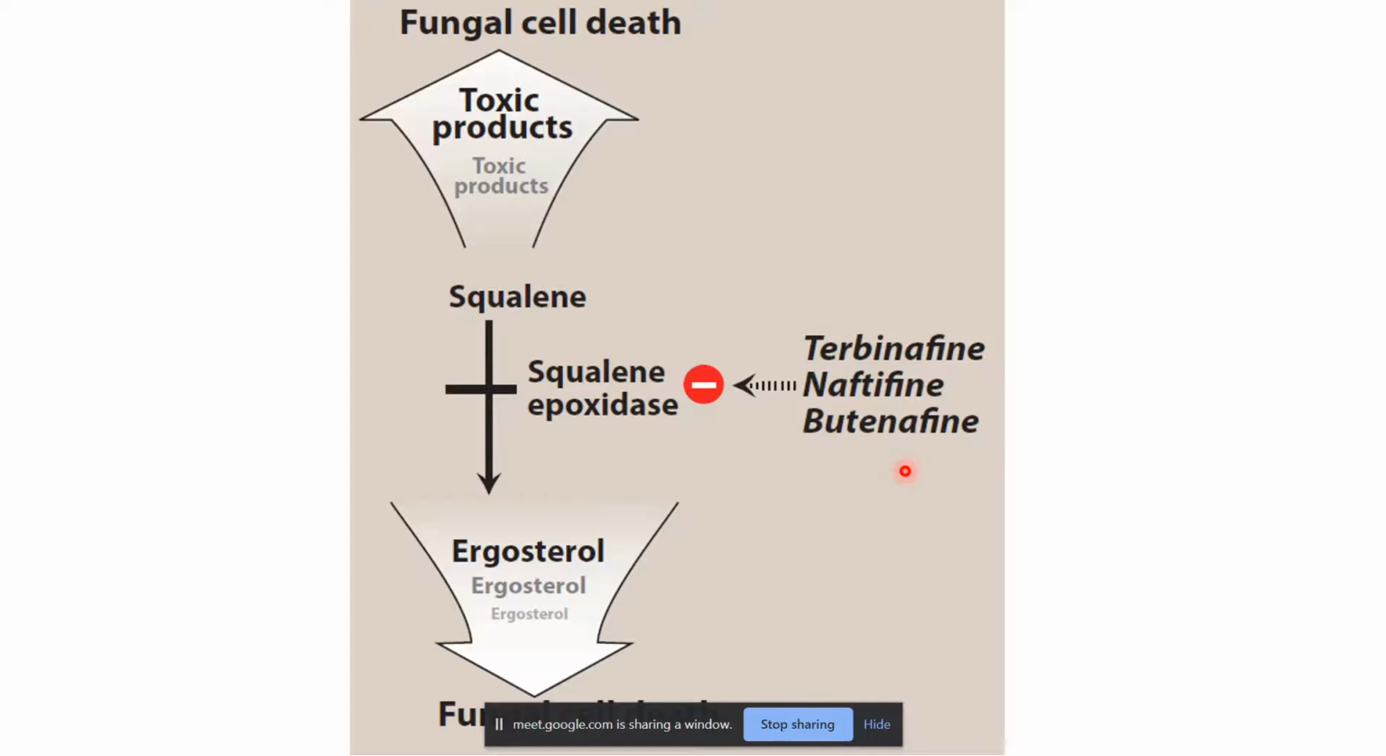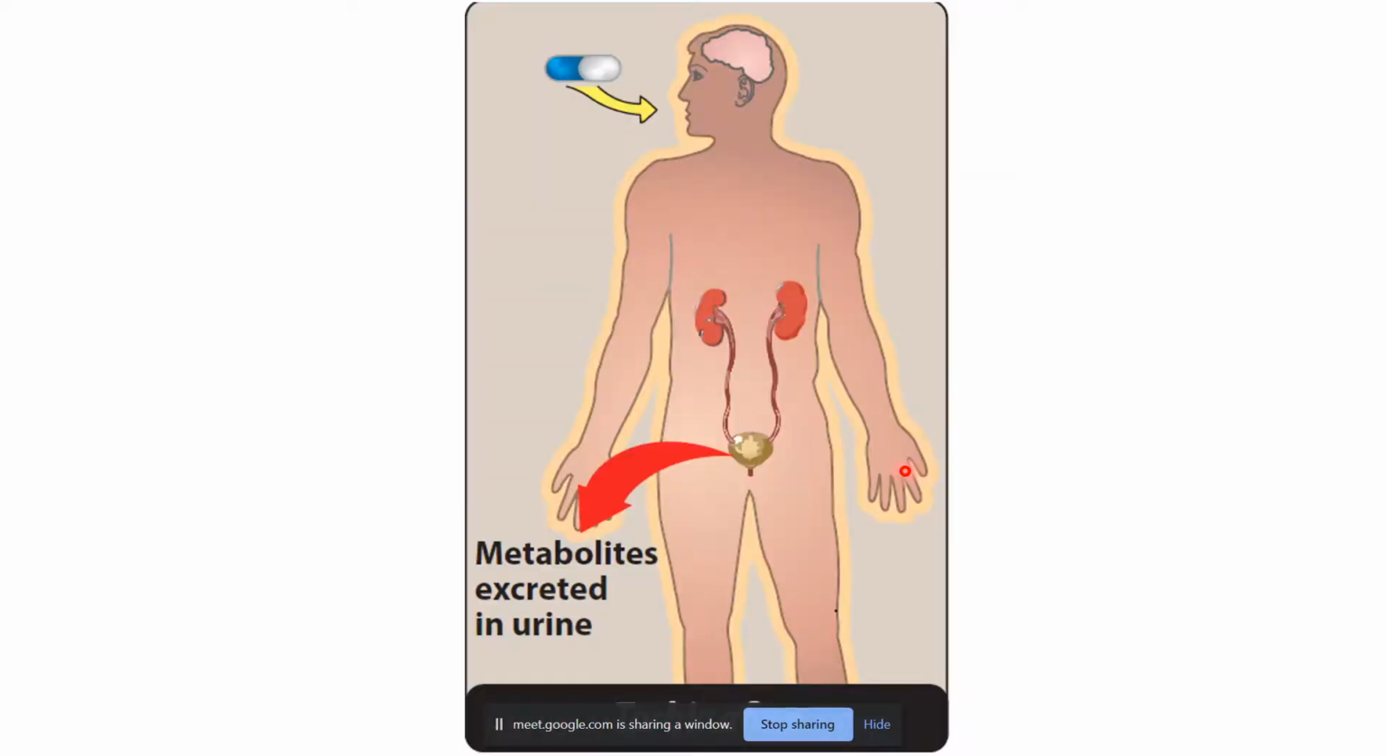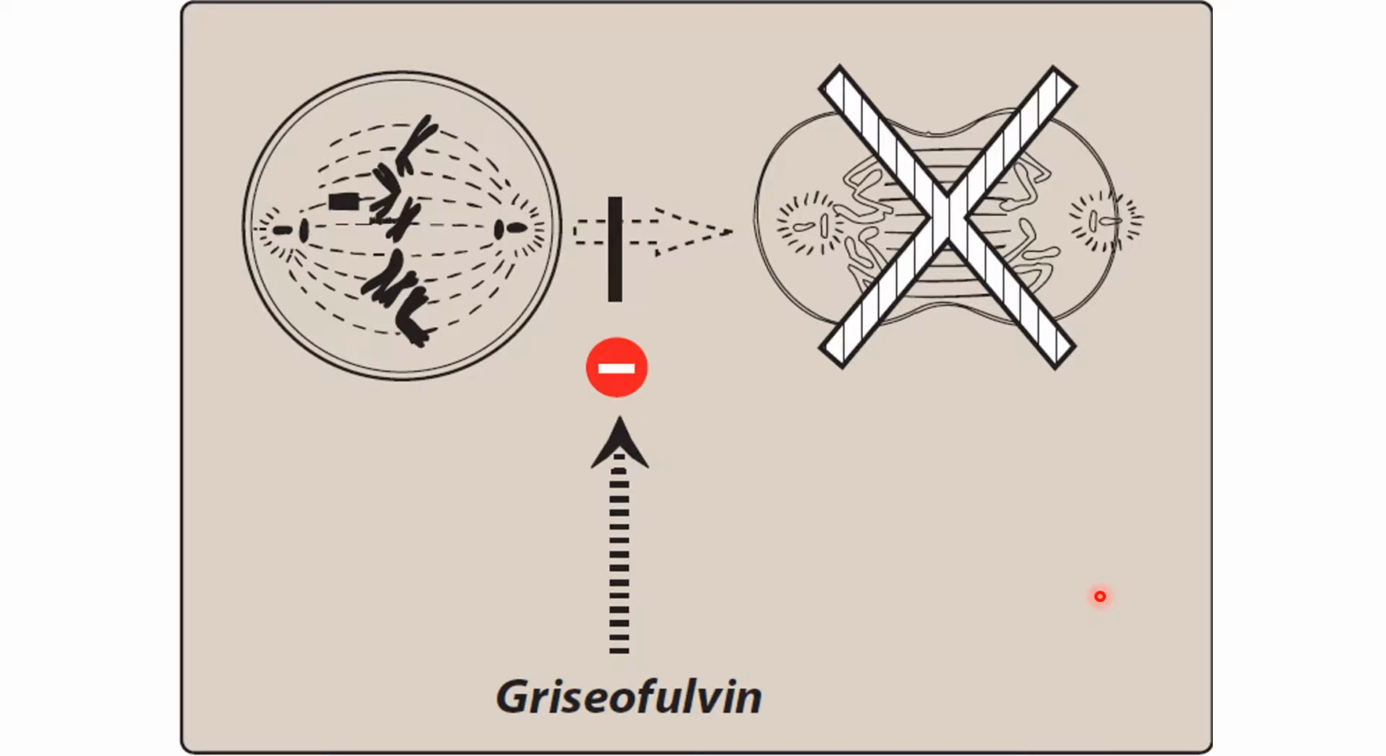And then griseofulvin is the drug that, so this is a fluconazole, sorry, terbinafine that is actually excreted with the urine. And the griseofulvin, the name is like a bear, grizzly. Grizzly is the type of the bear. Very cute bear and very strong.